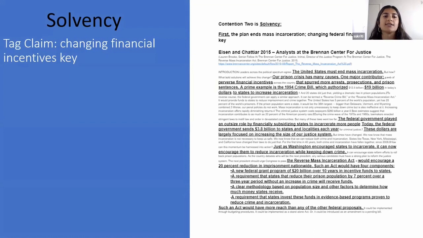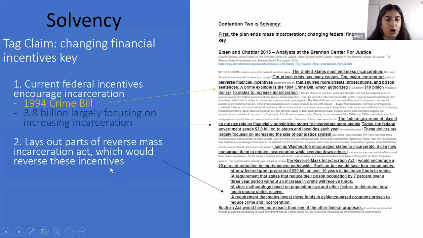So the next contention is solvency, and there are two cards in the solvency advantage, and I think the main takeaway from these cards is that it focuses on the mechanism of the plan. What I mean by that is the way the plan does things. And the way it tries to solve mass incarceration is to change financial incentives. If you look at part 2, that's where it lays out what exactly the Reverse Mass Incarceration Act does. Basically, it uses financial incentives to try to have the states reduce their policies and gives them requirements on how they do that.